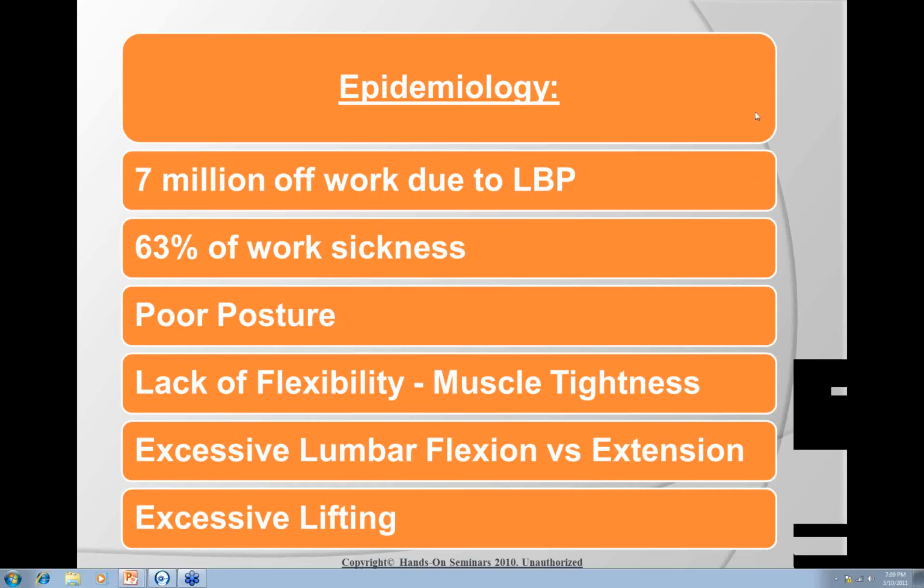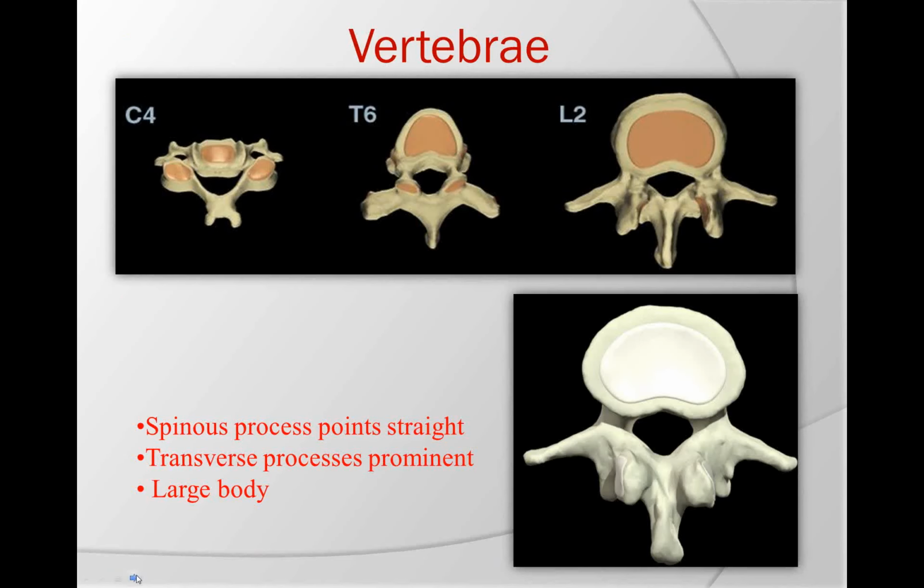So a few words about the epidemiology of lumbar spine pathology. 7 million people stay out of work every year because of a low back problem. And 63% of the work sickness is because of pathology of the lumbar spine. What has been blamed is poor posture, lack of flexibility, muscle tightness, excessive lumbar flexion versus extension, and of course excessive lifting.